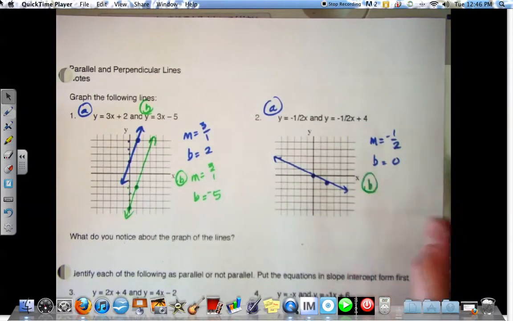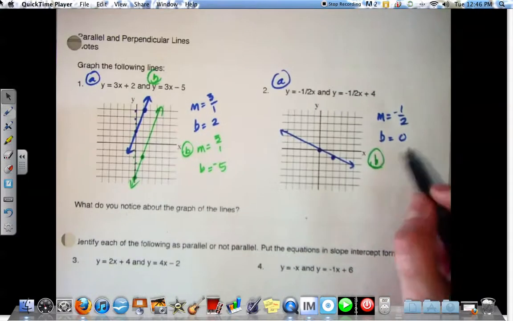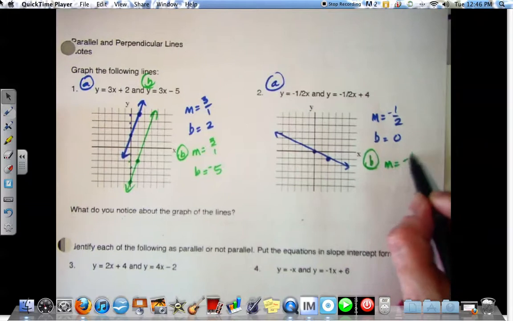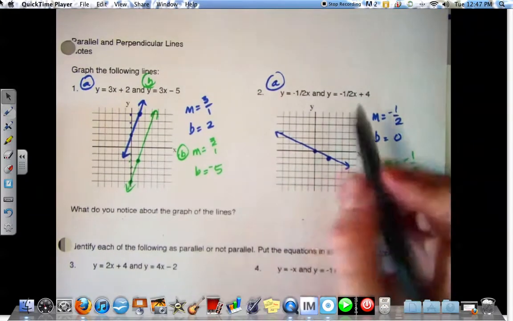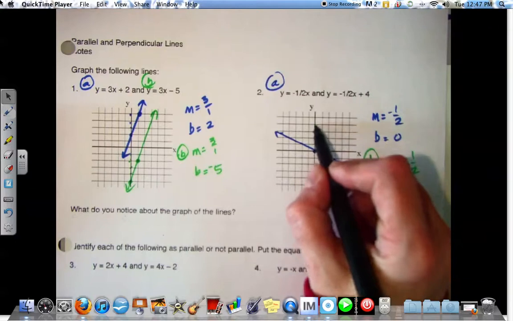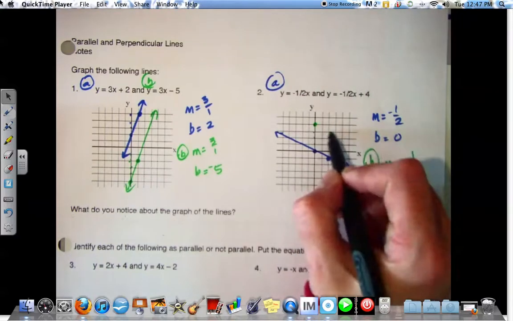And the second equation, y equals negative 1/2 x plus 4. So what's our slope? And our y-intercept? 4. Start at 4, down 1, over 2.